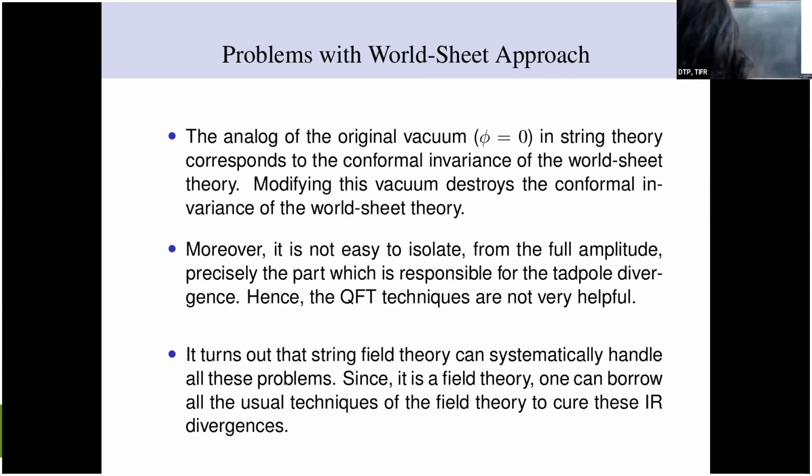So this analog of the original vacuum basically corresponds to the conformal invariance of our worldsheet theory, and modifying this vacuum destroys the conformal invariance. Moreover, it is not easy to isolate from the full amplitude precisely the part which is responsible for the tadpole divergences. So QFT techniques we cannot really make use of in the standard worldsheet approach. But it turns out that string field theory can systematically handle all these problems. And since it is a field theory, we can borrow all the usual techniques of field theory to cure these.